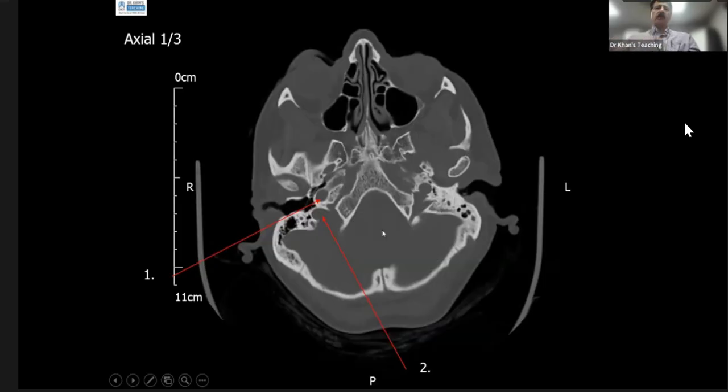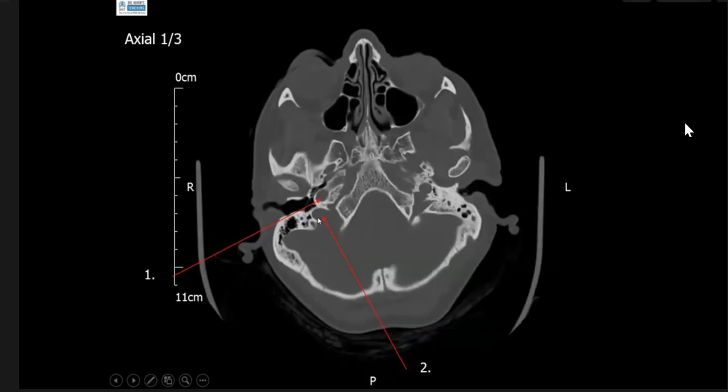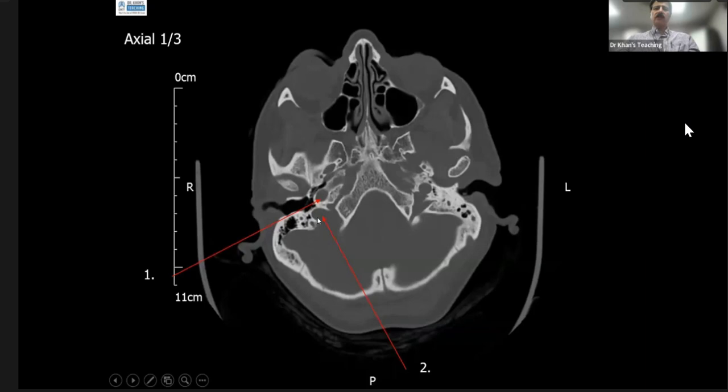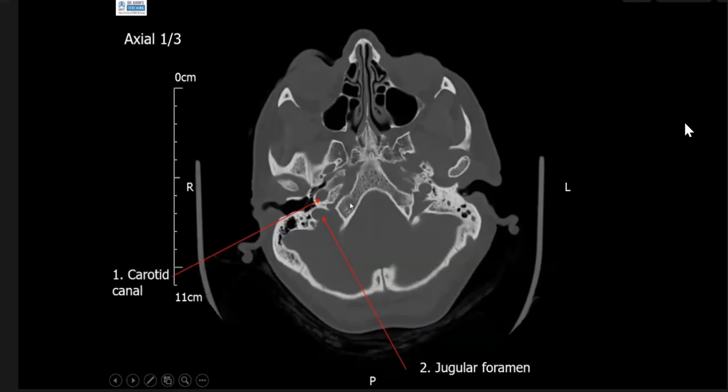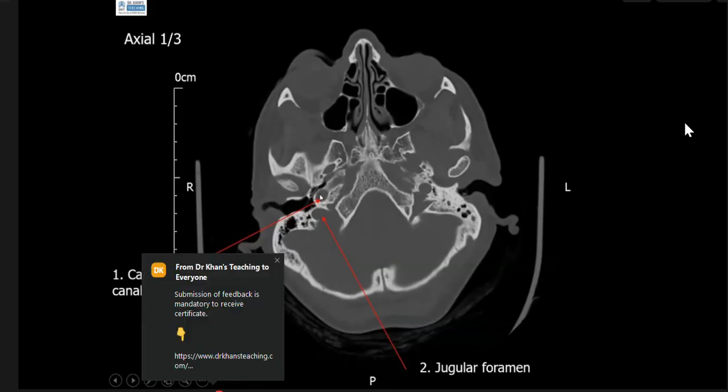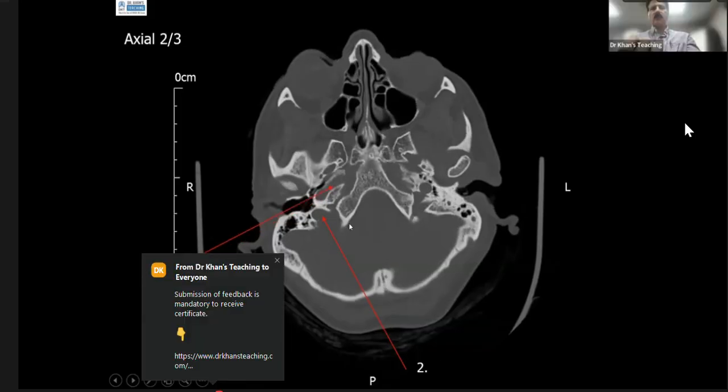Okay, so candidate 1, anatomy question. What is this? Which foramen is this? Candidate 1? Sorry, I was trying to unmute myself. That's the jugular foramen. And what is this? That's anterior to the jugular, that's the carotid canal. Excellent, well done. Yes, it continues medially as well. So this is the carotid canal and this is the jugular foramen.